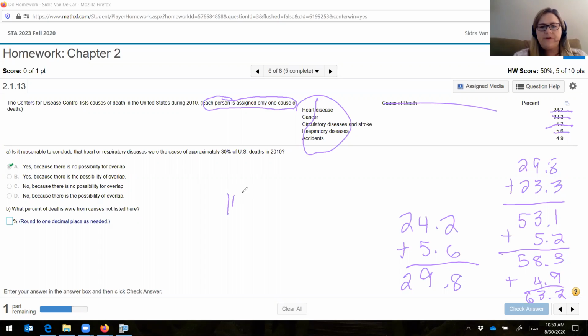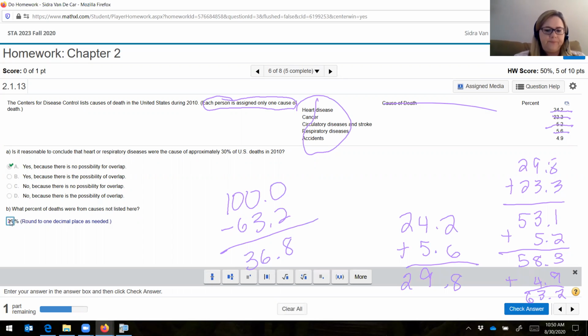So 100% of deaths that occur minus the 63.2 that we know about. So this would be 0.8, right? Because that's a 10. This is a 9, subtract the 3, and we get a 6. This is a 9, subtract the 6, and we get a 3. So 36.8 is what remains. So let's type in here 36.8. All right, because we're talking about 100% of deaths, and we're removing what we've accounted for.